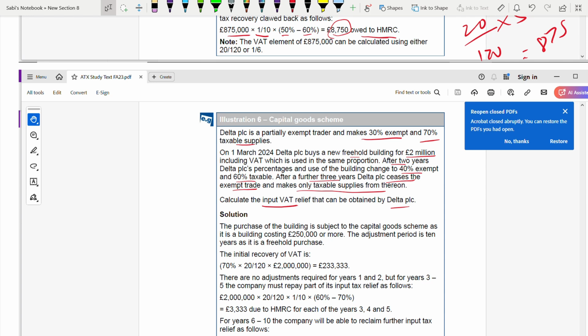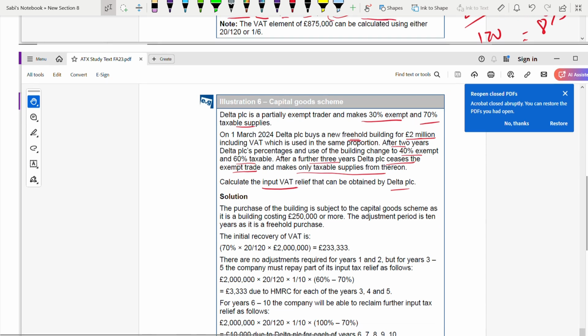Okay, 2 times they have made the changes. So this building also will fall because it's more than 250,000. It's 2 million and it's freehold, so it will be divided by 10. Okay, so this 2 million is VAT inclusive. Take the VAT out, and 70% is taxable, so 70%. So this is your initial recovery of VAT.